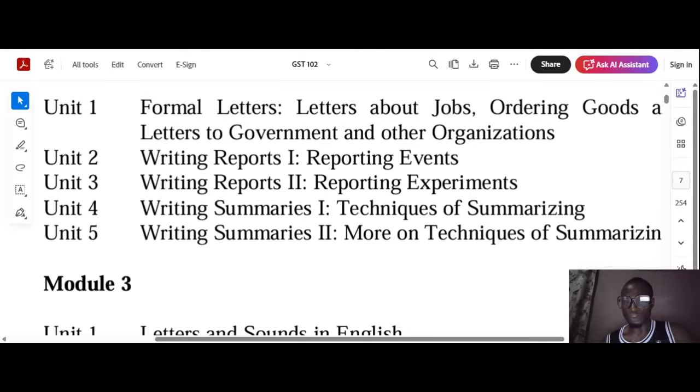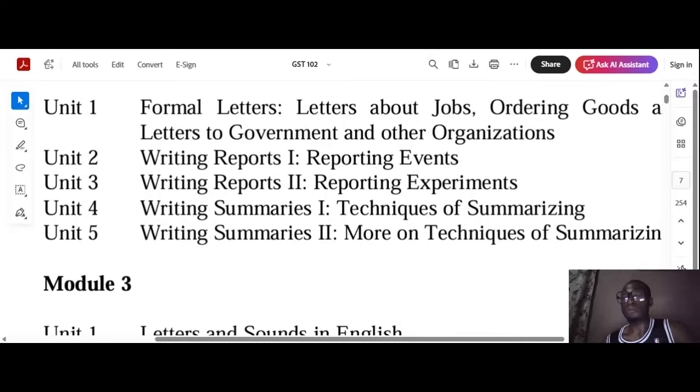Then writing report part two, reporting experiment. We want to talk about writing summaries part one, that is techniques of summarizing, and then writing summaries part two, more on techniques of summarizing. After this course, it is expected that most of you will start producing your own summary for your courses.